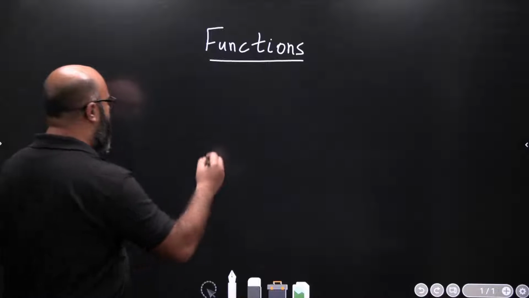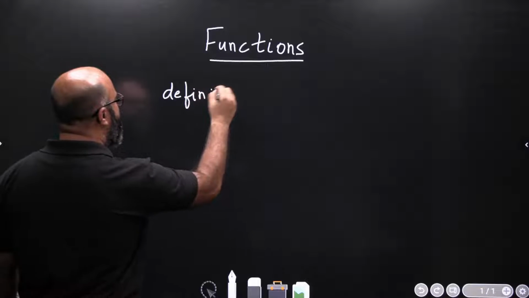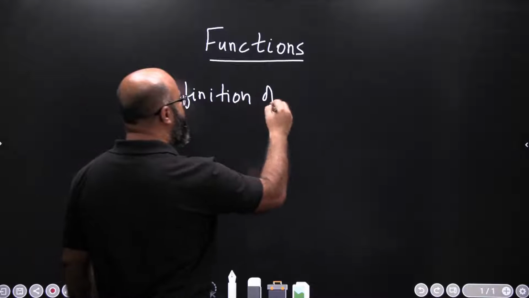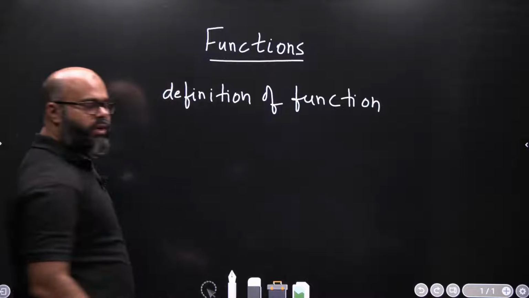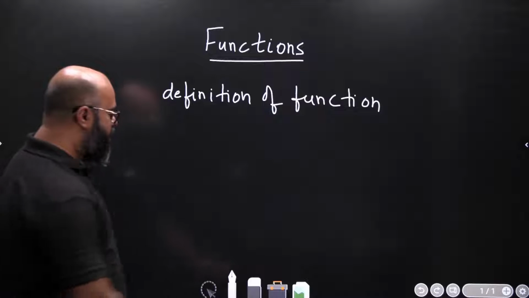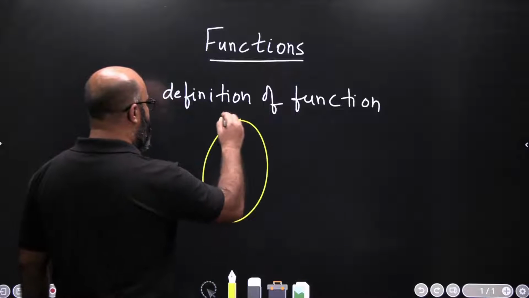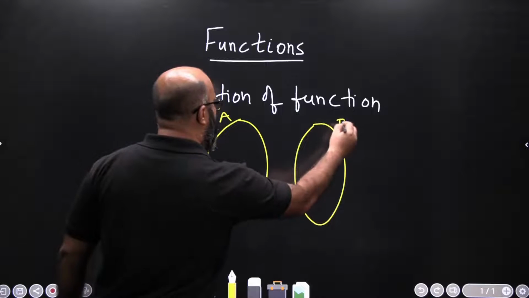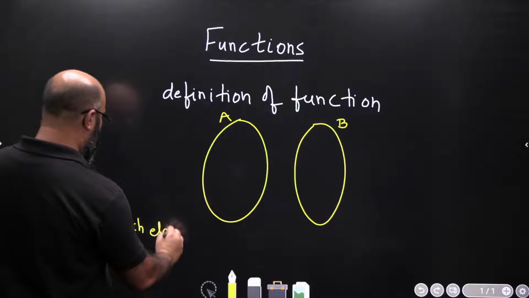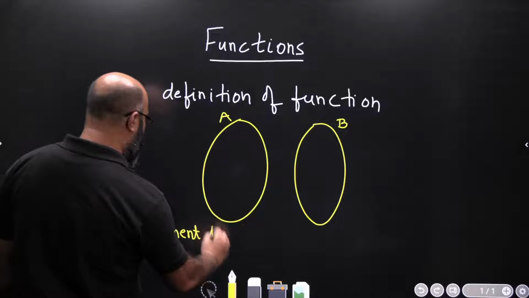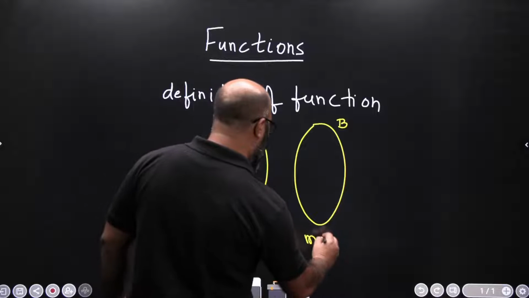So we will start with something very important, that is the definition of function. A function is a relation, a particular type of relation. Which type of relation is it? If we map from set A to set B, this is set A, this is set B, the mapping is such that each element of set A is mapped to a unique element of set B.